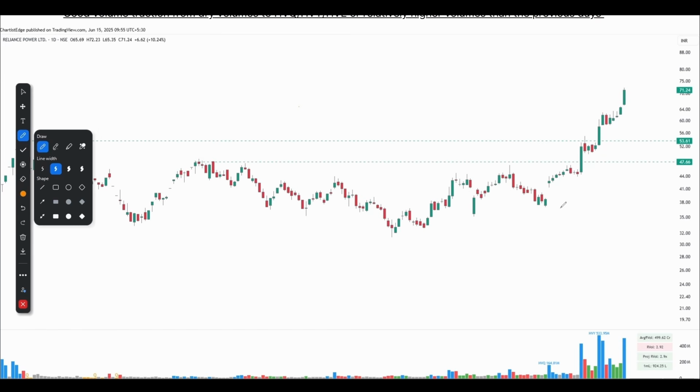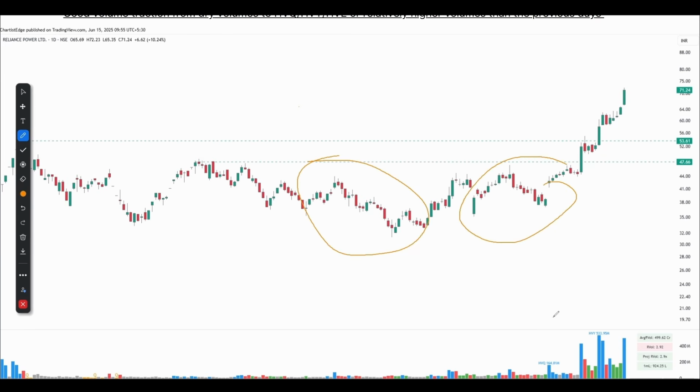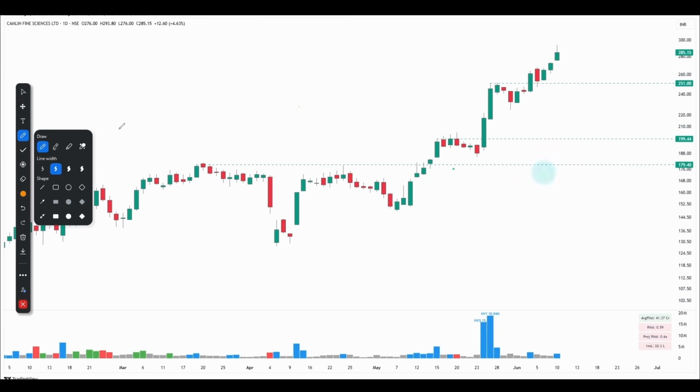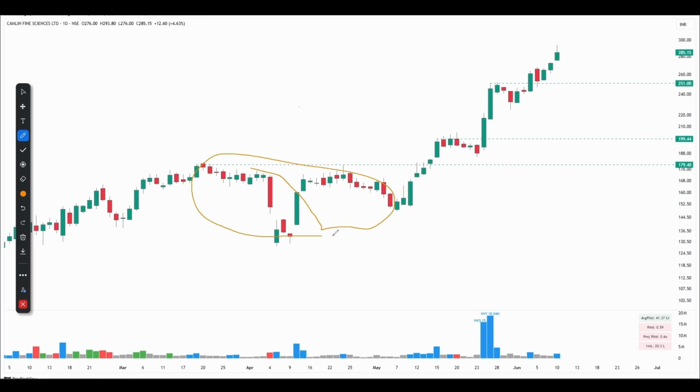So whenever the price starts moving from LHS to RHS, you should see volume footprints like this, and whenever the price is giving a breakout, you should see good volume towers like this one in R Power. Same thing here, Camlin. Same thing you can see during the RHS.